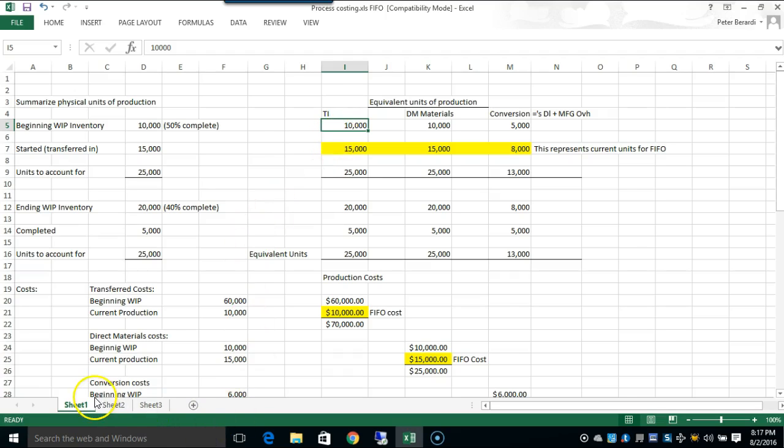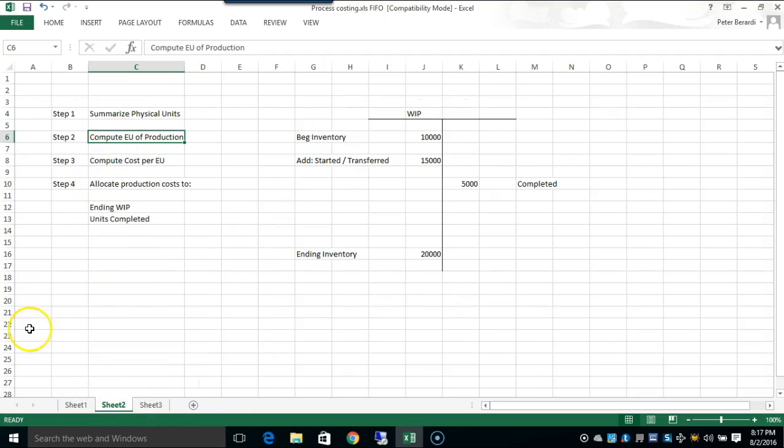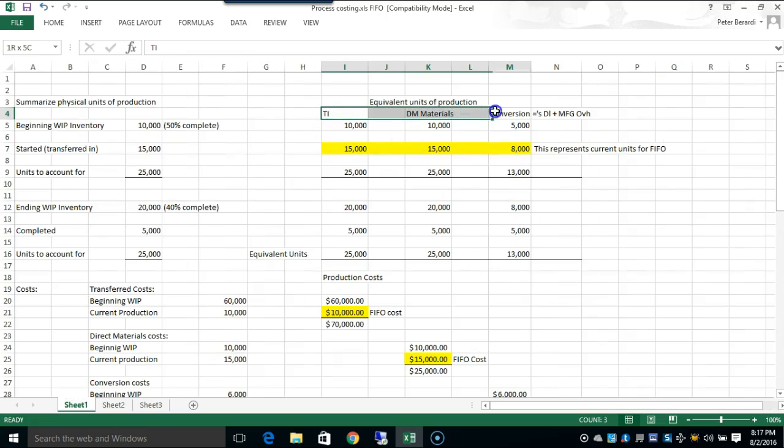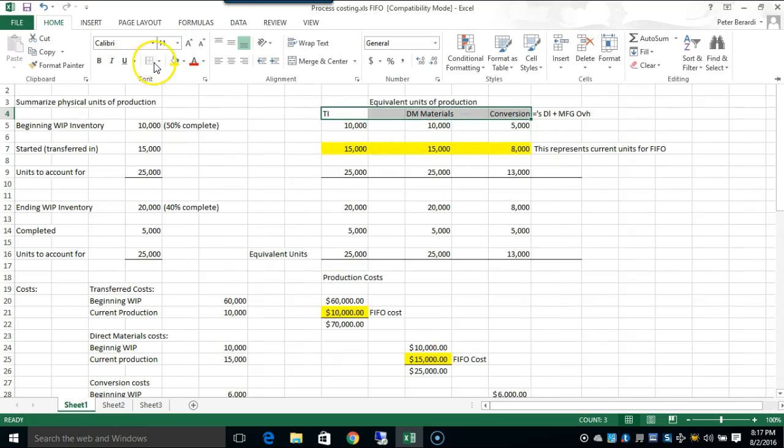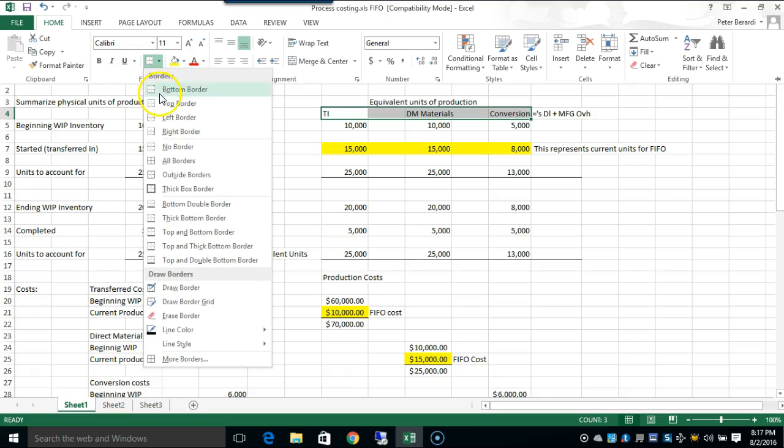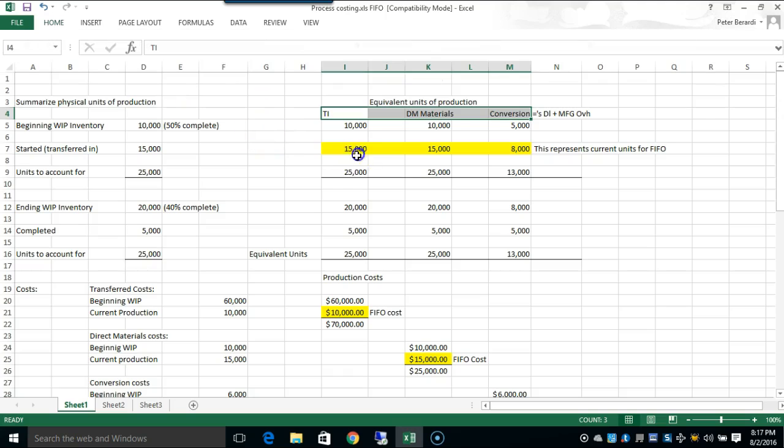Now, step 2 is compute equivalent units of production. So set up this grid right here and give yourself these columns: transferred in, direct materials, and conversion costs. Now, we are not told anything about direct materials, but we are told that conversion costs are 50% complete for beginning WIP and 40% complete for ending WIP.